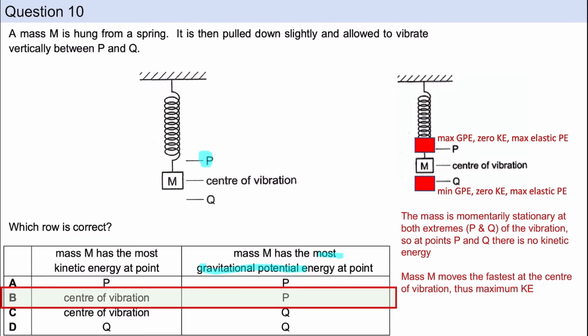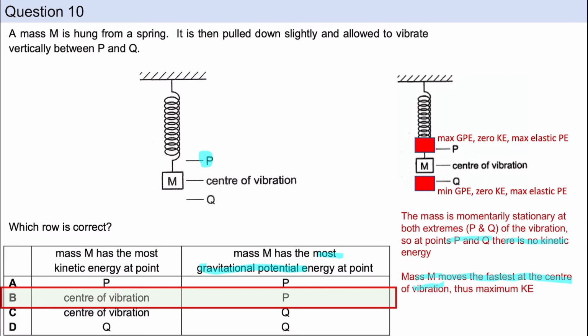So where would it have the highest KE? The highest KE will be the point where it has the highest speed. In this case, mass M moves the fastest at the center of the vibration, and therefore the answer here will be B. Now at points P and Q, the mass will have zero speed. There is no KE at points P and Q.